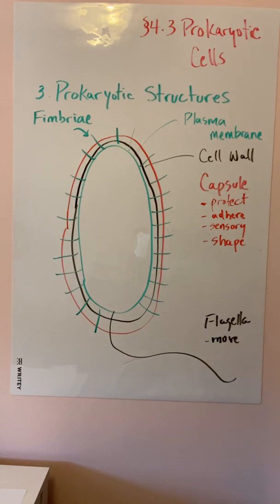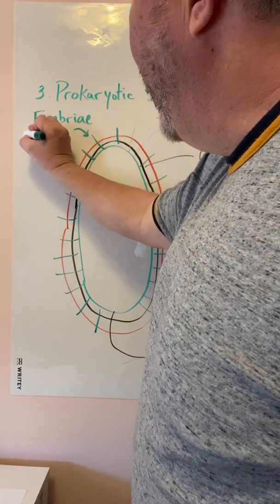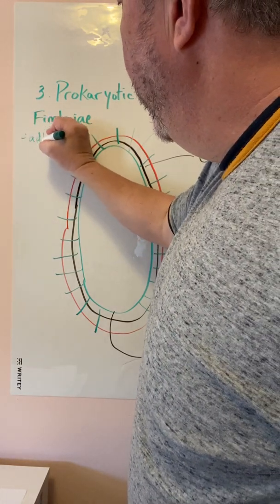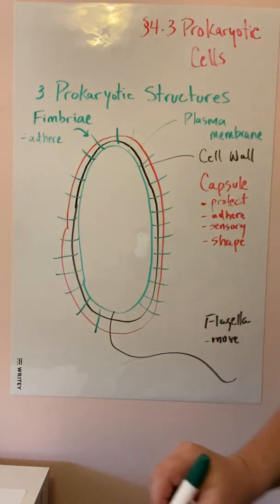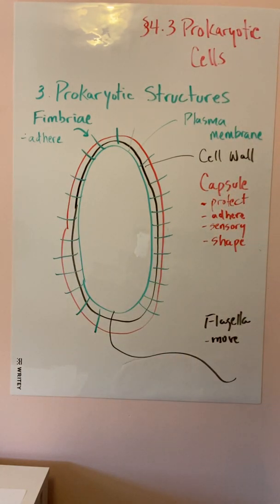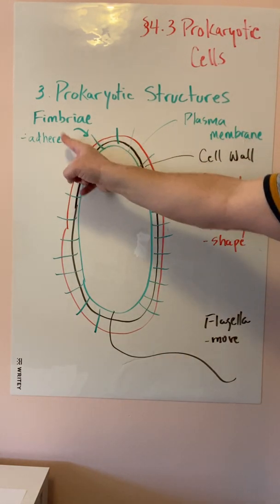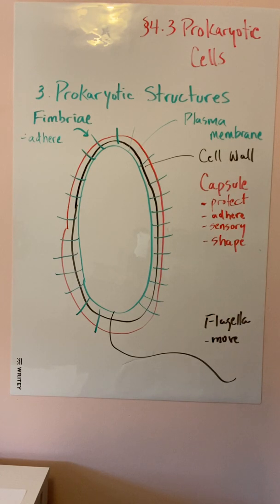So all these short little green hair-like structures are fimbriae. They're another thing that will help these cells adhere to structures. So between the capsule and the fimbriae, they're both going to allow a bacteria to stick to a surface.